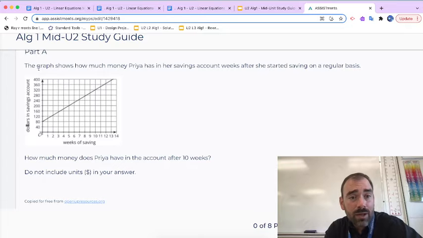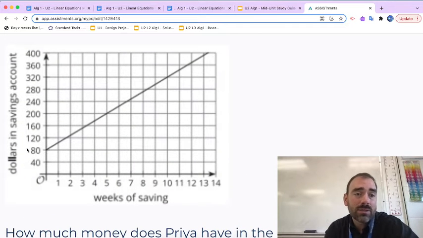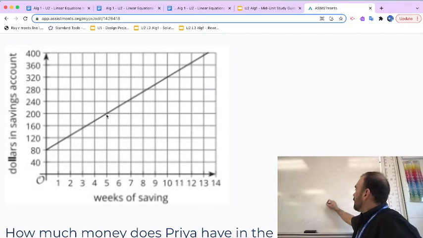We've got another graph. The graph shows how much money Priya has in her savings account after these weeks of savings. I look at this and I see that right here, she started with $80. That's the amount in her bank account. As time goes on, it's kind of hard to find a nice point, but it looks like after 5 weeks, she now has $200. So as time has gone on, it took her 5 weeks, and now this is at a height of 200.